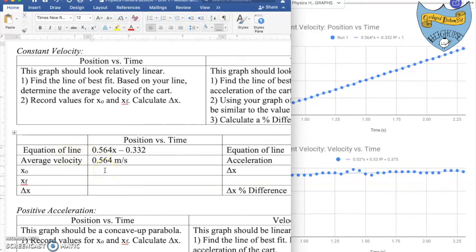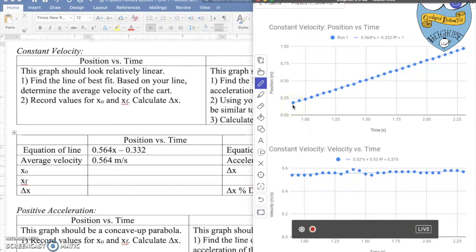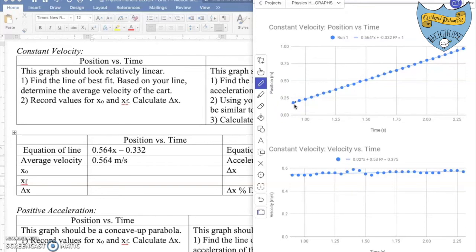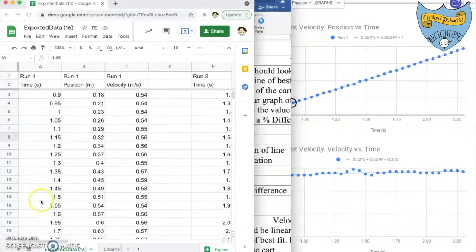That took not that much effort so far. The next few ones are actually also going to be super easy. It says x naught. What is x naught? Well, that would be the initial position. That's this point. What is that number? Don't try to read it off the graph. That's a mistake. Instead, you should go to your data table.